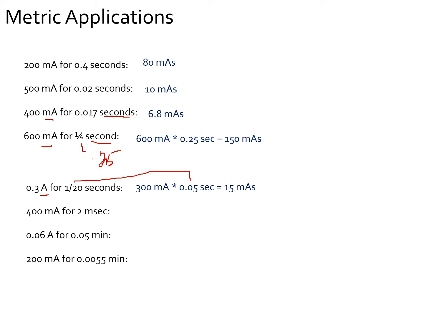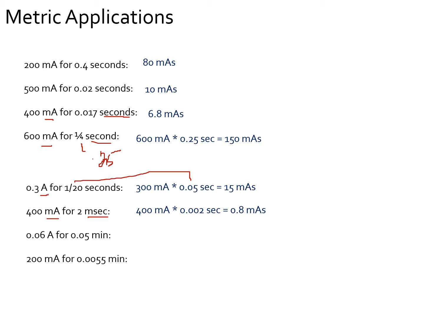So now I can multiply. This one, 400 milliamps. Yes, that's milliamps, so I'm happy. This is in milliseconds. I only want seconds, so I need to convert that to seconds. So 400 milliamps times 0.002. Seeing it's millis, I need to go back to the base. My base now is seconds, so move it to the left 3 times.